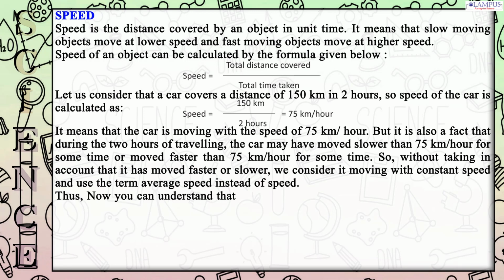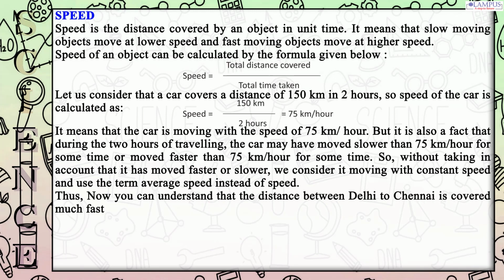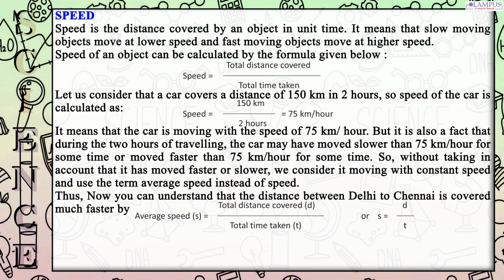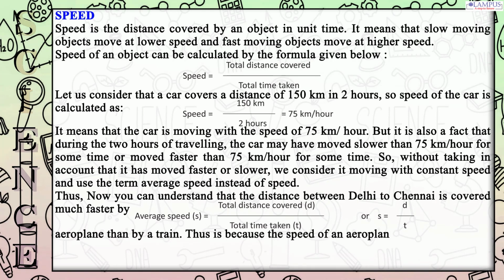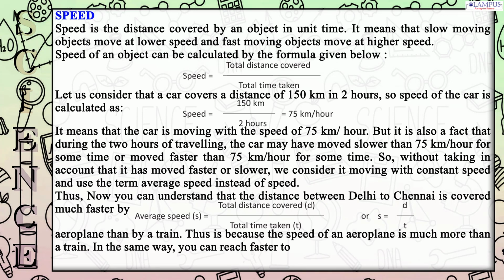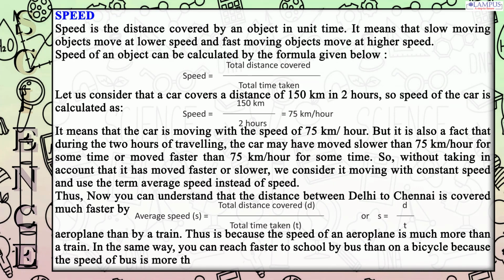Average speed, s, equals total distance covered, d, divided by total time taken, t, or s equals d divided by t. Thus, now you can understand that the distance between Delhi and Chennai is covered much faster by aeroplane than by train. This is because the speed of an aeroplane is much more than a train. In the same way, you can reach school faster by bus than on a bicycle because the speed of a bus is more than a bicycle.